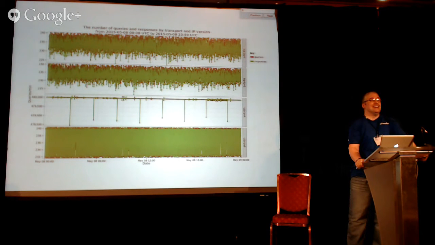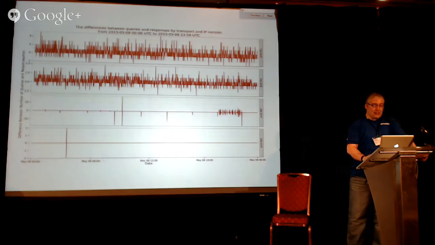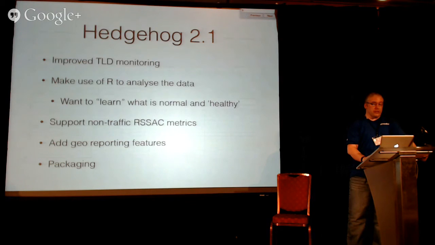This is another similar plot showing just the difference between the two. And you can see that it's mainly small spikes and noise around 0 that you're seeing in there.